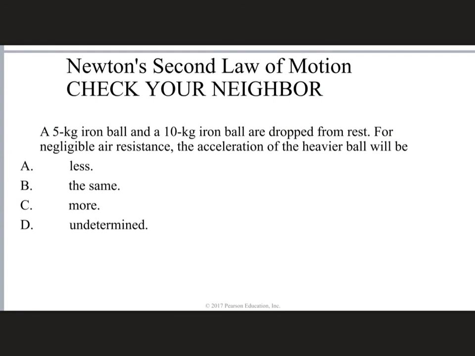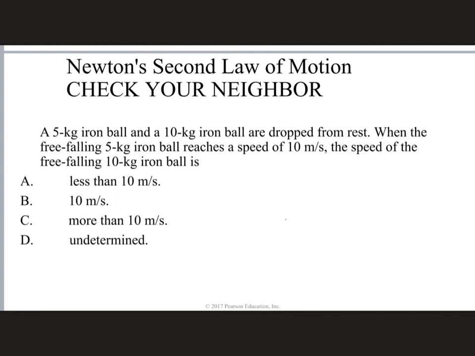So here's an example. A 5 kilogram iron ball and a 10 kilogram iron ball are dropped from rest. And the question is, if we can ignore air resistance, if air resistance is negligible, what's the acceleration of the heavier ball compared to the lighter ball? The acceleration of the heavier ball, will it be less, the same, more, or is it impossible to know? Well, obviously it's impossible to know. I'm just kidding. No, of course it's possible to know. We just figured out that it's going to be the same. So the answer is that it's going to be the same. What is it going to be? Little g, or about 10 meters per second squared.